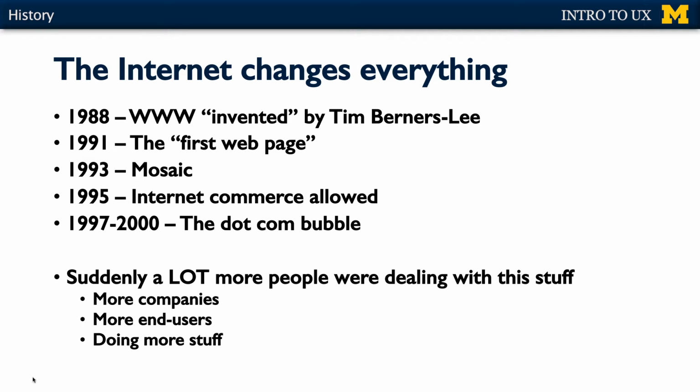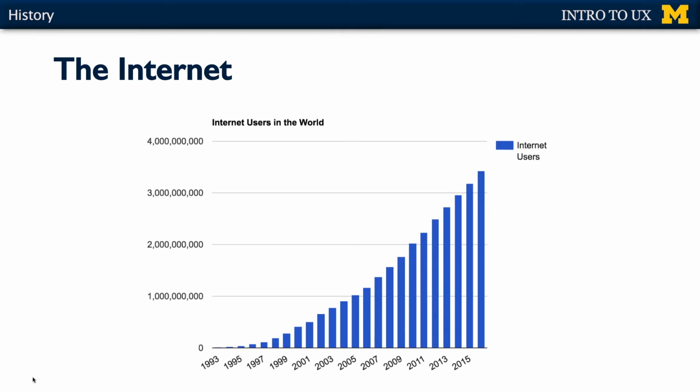And so suddenly, in the late 90s and early 2000s, a lot more people were dealing with this stuff. We're interacting with computers to do a lot more different types of things. So a lot more companies were getting involved, both new companies and existing companies. A lot more users who hadn't really had a reason to interact with computers before were using computers to do a lot more stuff. So here's a graph that really illustrates how dramatic the rise of the internet was during this period. So if you look at 1995, the year that internet commerce was first allowed, when Amazon was founded, you can see that the bar is so small on this graph that you can barely even see it.